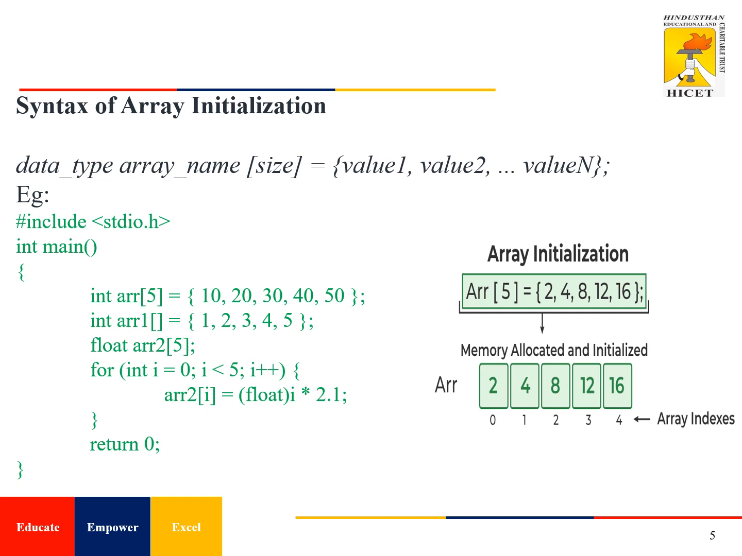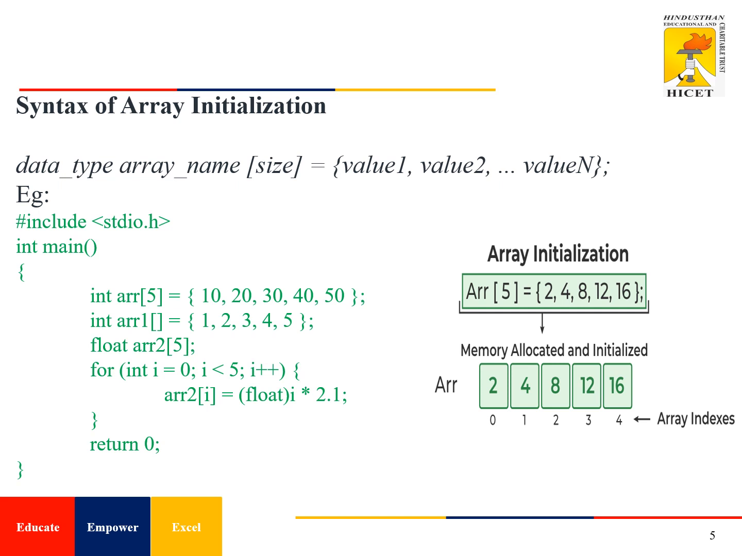That is correct. The example for array initialization: I have my standard header file and the main function, and I'm creating an integer type array ARR of size 5, and I'm assigning 5 values to that array: 10, 20, 30, 40, and 50. The next array is array 1, and I'm not declaring any size for that array, so I can enter any number of elements to that array.